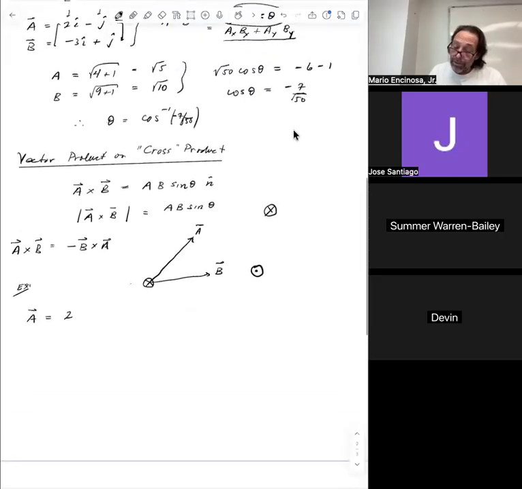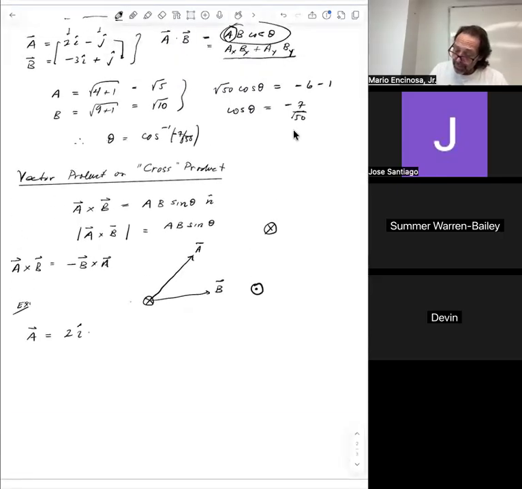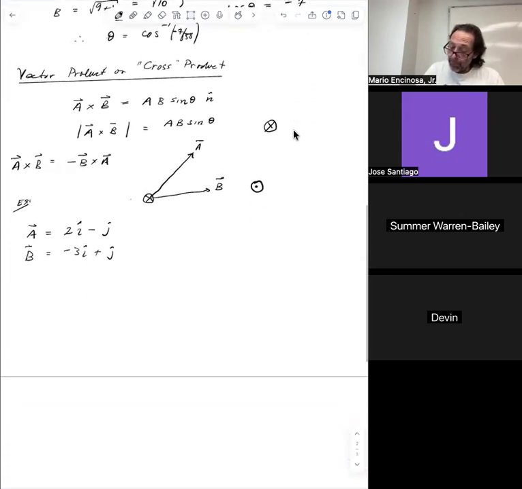So, what is it? A is 2I hat minus J hat, and then B is equal to minus 3I hat plus J hat. So before we start, we have another table to construct. And we already know from the definition of AB sine theta, the sine of 0 is 0. I'm going to need a little more room. This time I am going to construct this table. I hat cross I hat is 0, because I want to use the right-hand rule, which I didn't have to do with the scalar product.